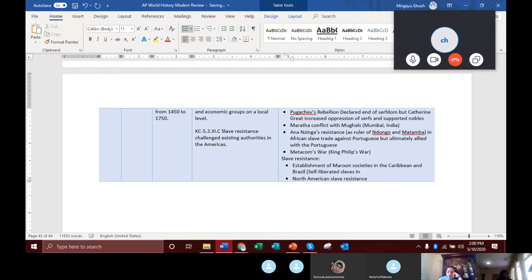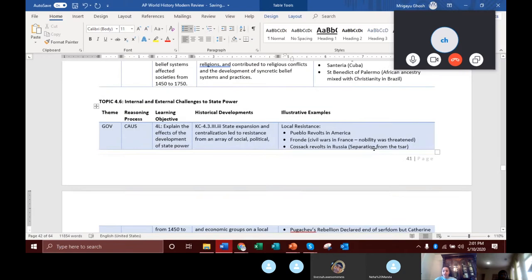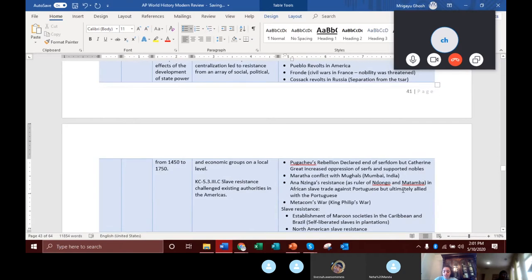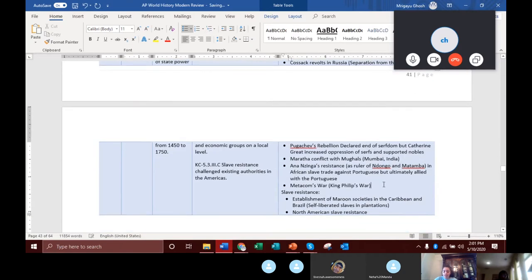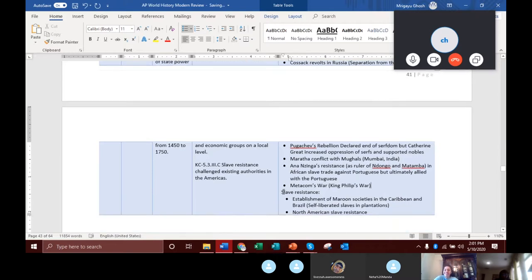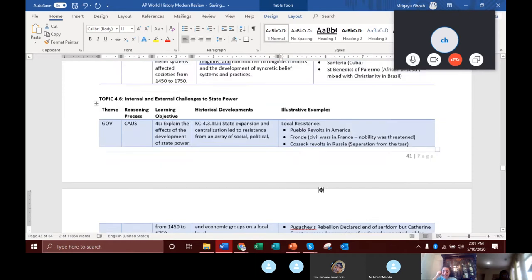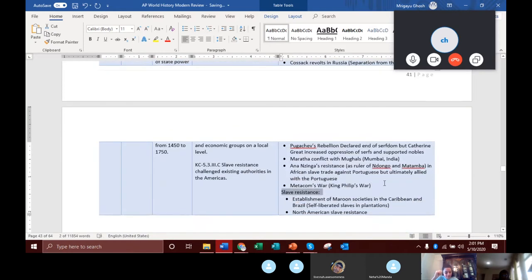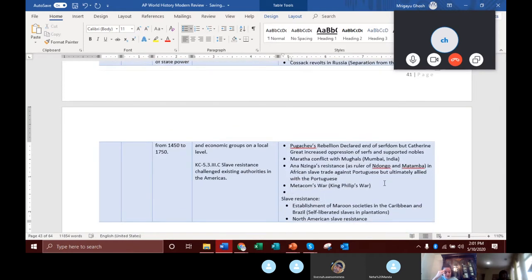In plantations. Yes. There were also more rebellions in England, if you want to put all of them. Yes, please. We should try to put every single one we can here. Gloucester County Rebellion. I think that's how they pronounce it. Where would that go? Would that be under slave resistance or local resistance? It was a slave rebellion.